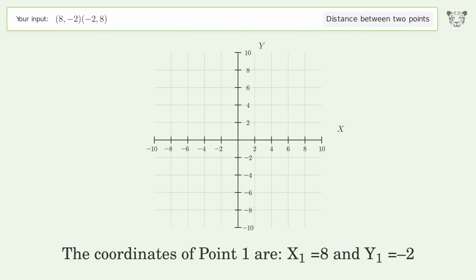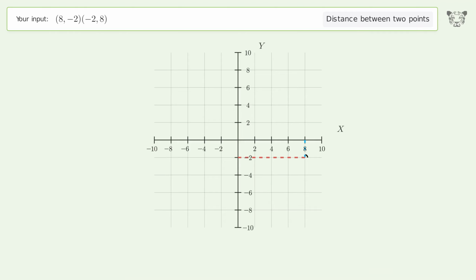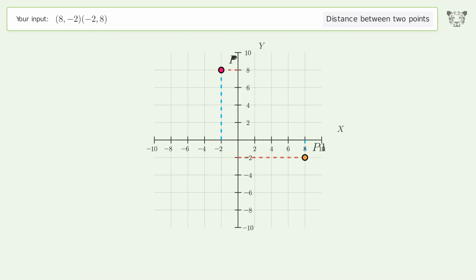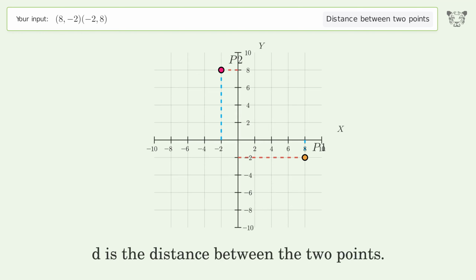The coordinates of point 1 are, x1 equals 8 and y1 equals -2. The coordinates of point 2 are, x2 equals -2 and y2 equals 8. D is the distance between the 2 points.